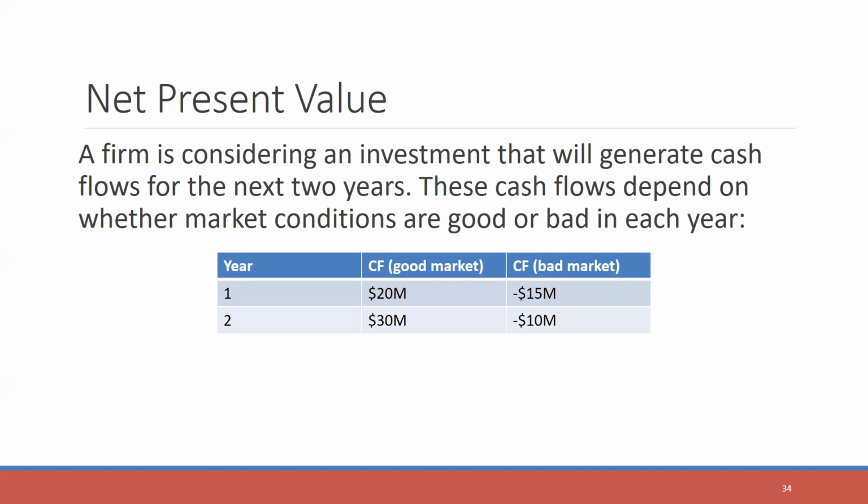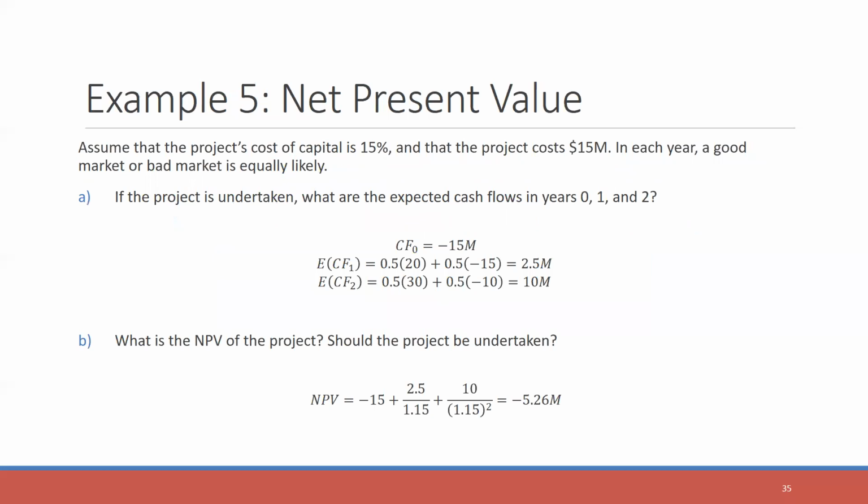Okay, what do we want to do? We want to calculate the expected cash flow in year 0, year 1, and year 2. We're going to assume that the project's cost of capital is 15% and that the project costs 15 million to undertake. Meaning, today, if we want to take this project on, we're going to have to spend 15 million. Tomorrow, cash flow 1, we're not certain. We're going to take an average. The day after tomorrow, year 2, we're still uncertain. We're going to take an average of that. So let's do it together.